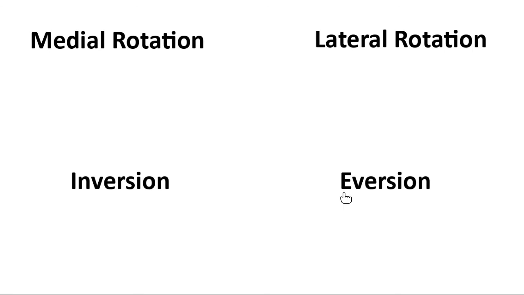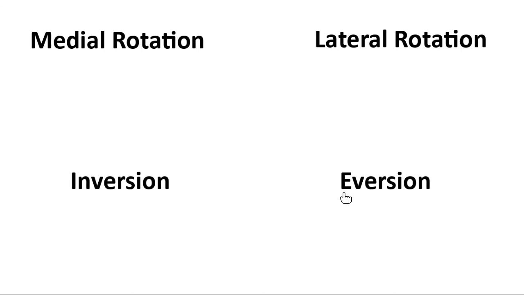Inversion versus eversion. So inversion is when you take your ankle, so we'll pretend this is my ankle joint here. Inversion is when it rolls in. When my ankle rolls toward the inside, that's inversion. When my ankle rolls toward the outside, that's eversion. Again, the two ways you can roll your ankle.